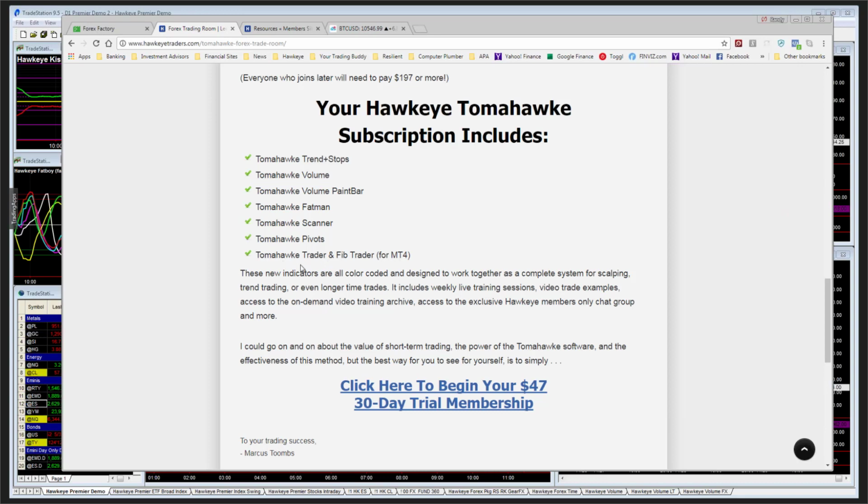The reason we just have the trader and the Fib Trader for MT4 is that TradeStation doesn't have the ability to trade the Forex market any longer. They give you the full analysis capability, but there's no way to trade. You have to trade directly through your broker, or if you're on MT4, you can trade directly on the MT4 platform. So you can do that.